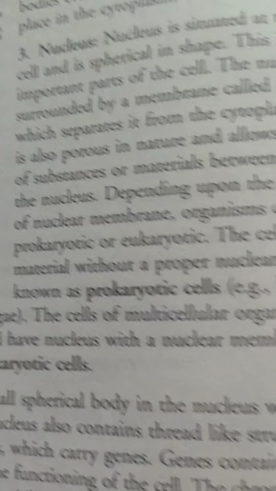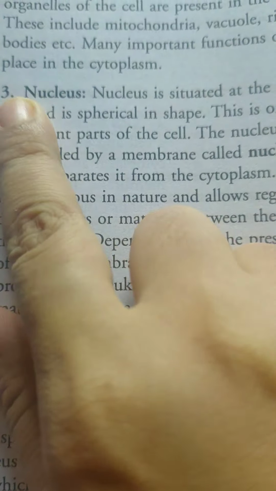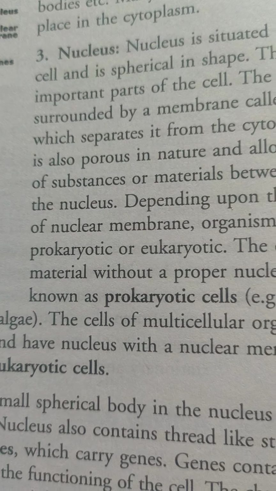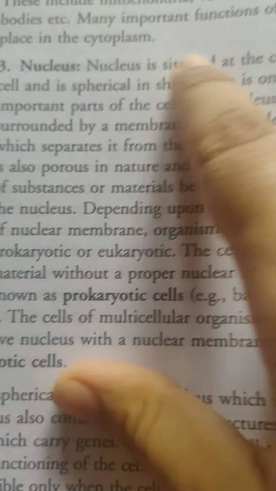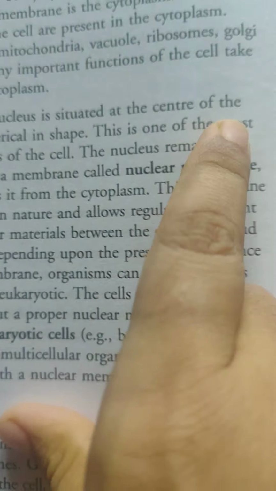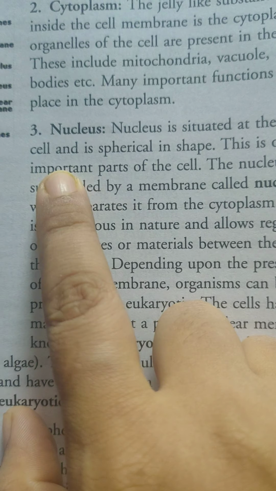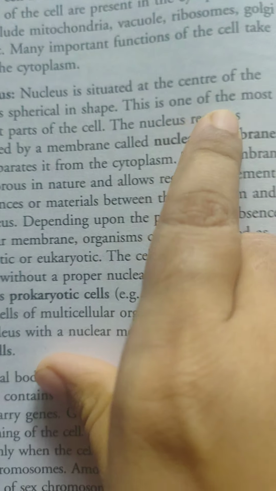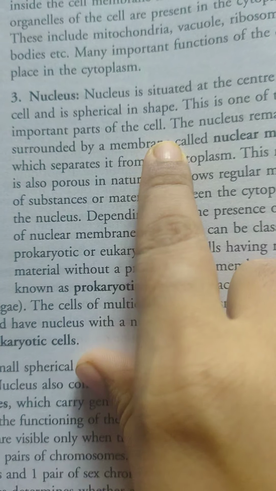Students, in this particular video we'll be studying about the nucleus. We are on the topic parts of the cell, and the nucleus is one of the parts. The nucleus is situated at the center of the cell and is spherical in shape. This is one of the most important parts of the cell.